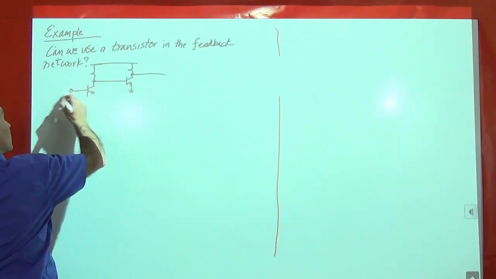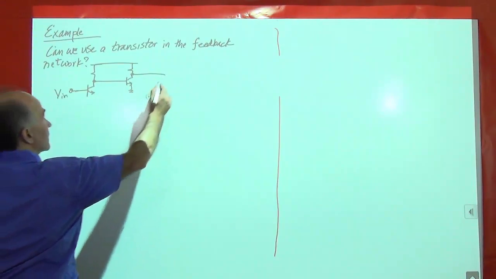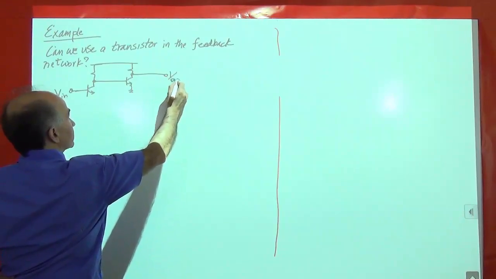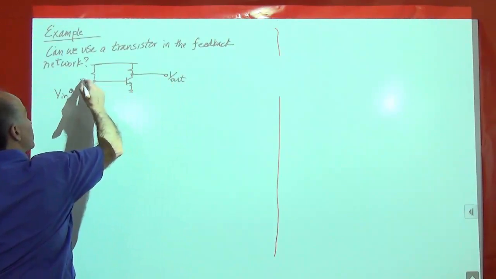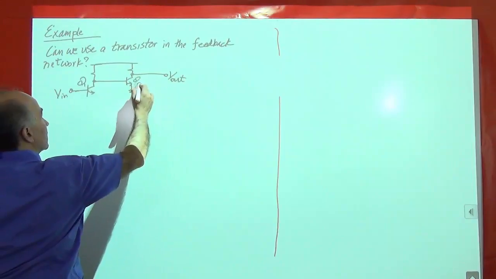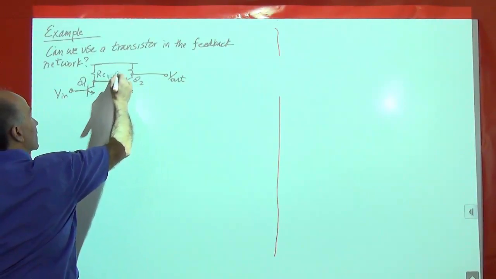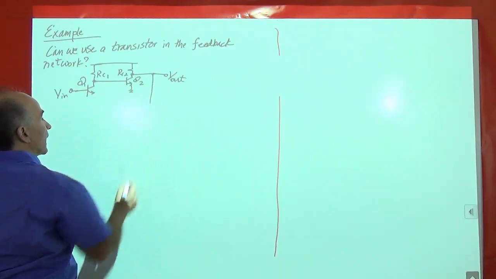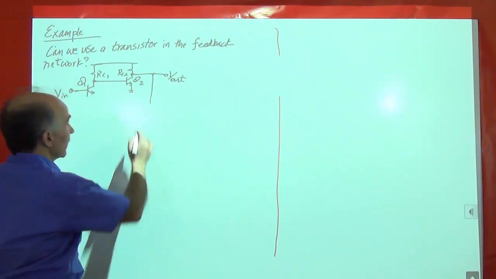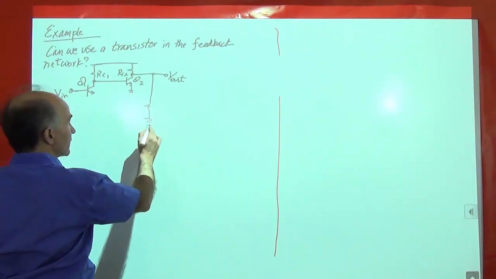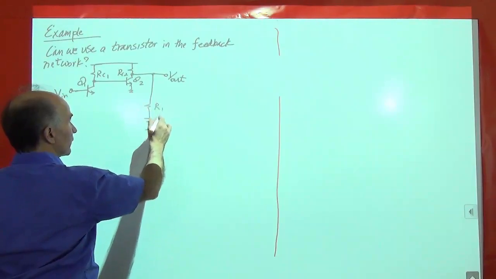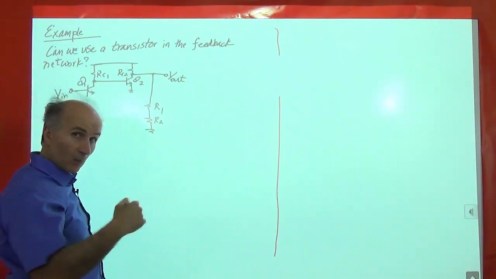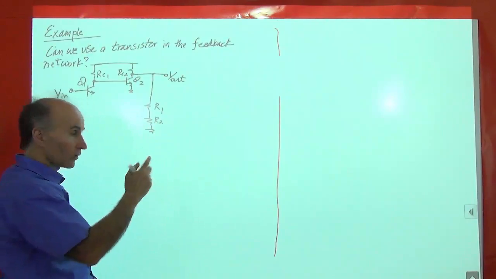Okay, so this is the input, this is the output. I'm building a two-stage amplifier, right? Q1, Q2, RC1, and RC2. So far, so good, right? Okay. And now, I will attenuate the output by a resistive divider, because I'm looking for a K that is less than 1, I want to return only a fraction.